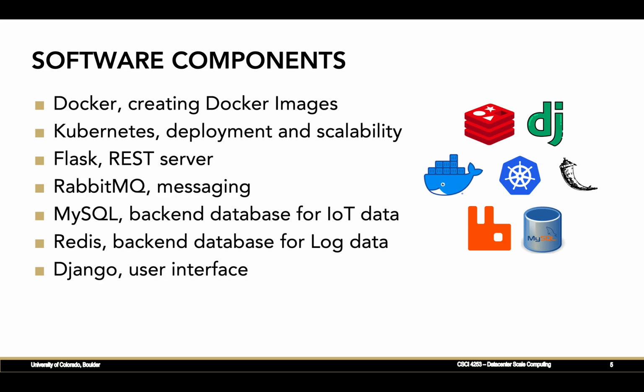We have created Flask, which is a REST server that handles all the API requests. We have used RabbitMQ, which is the messaging service that transfers data between the pods and also ensures data integrity. We have used MySQL as a backend database for storing the IoT data. This was chosen because it enforces ACID properties and stores data in a persistent manner. We have used Redis, which provides key-value pair in-memory storage of the data, which helps in logging and debugging of the system. And we have used Django for our website, which allows users to view the data in tabular form and in the graphical view.